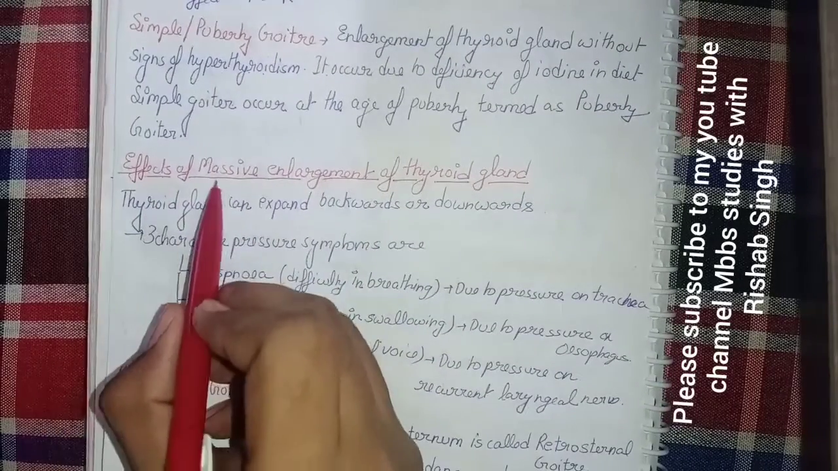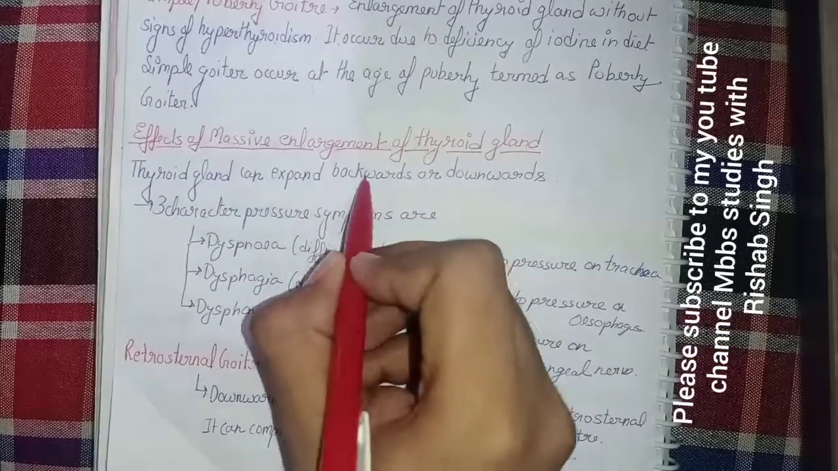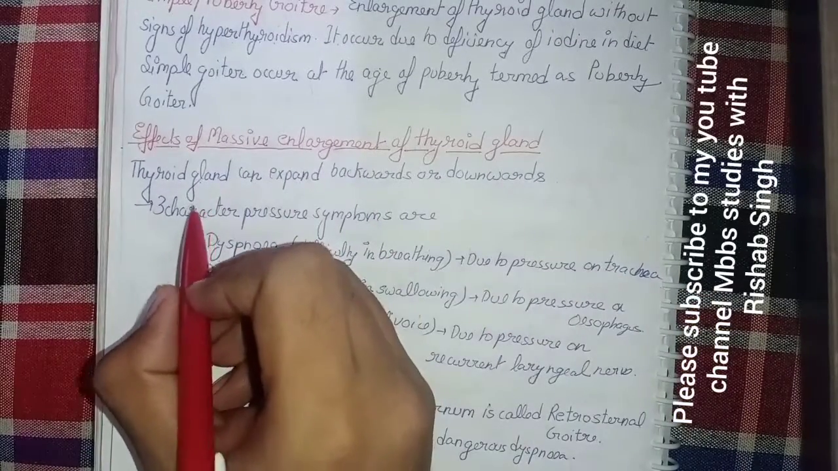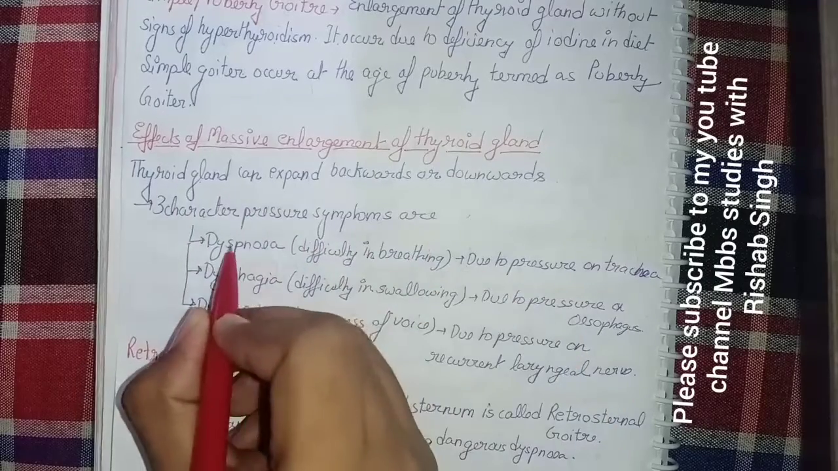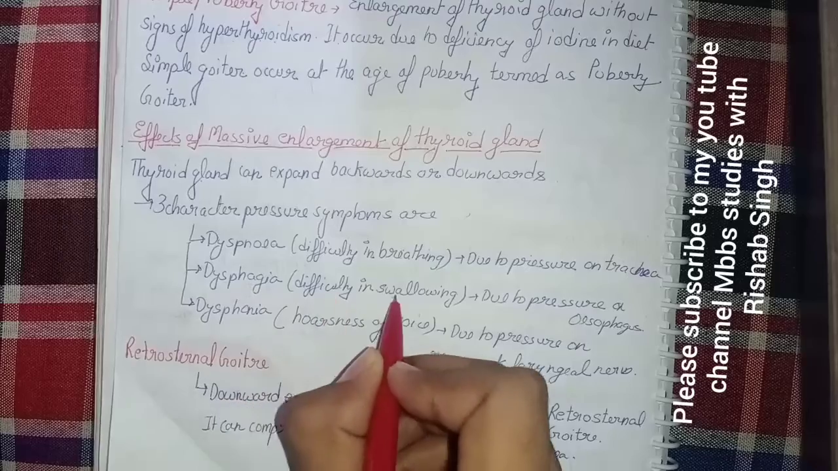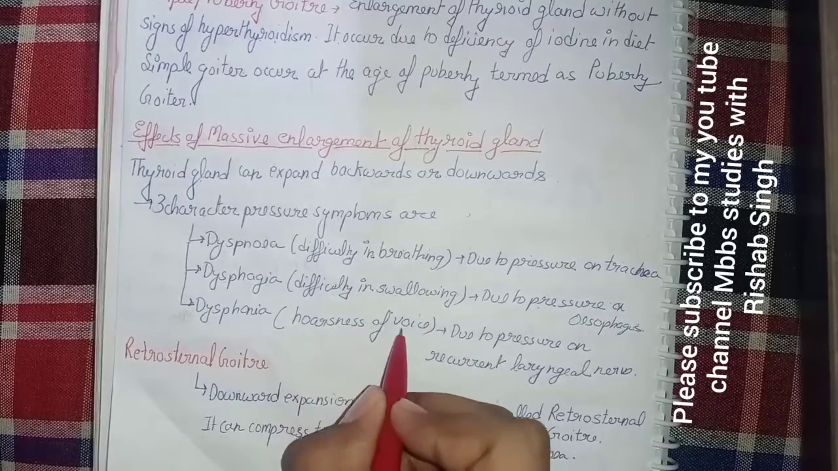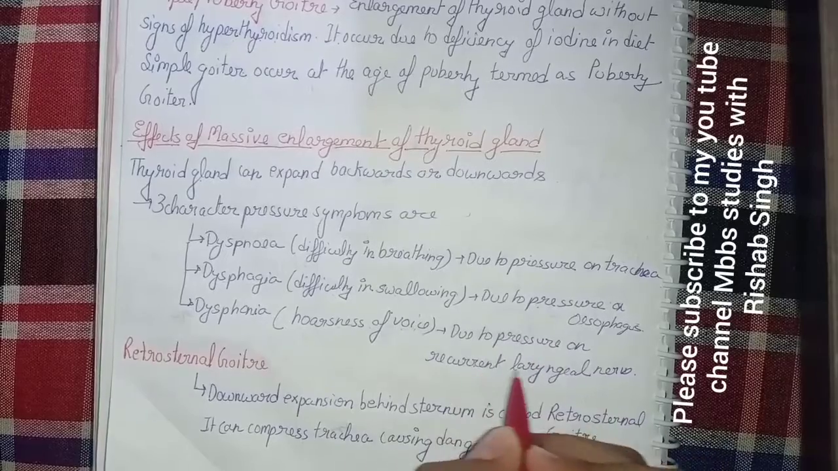Now coming to the effects of massive enlargement of the thyroid gland. So what are the effects? The thyroid gland can expand backwards or downwards, and it has three characteristic pressure symptoms: dyspnea, difficulty in breathing due to pressure on the trachea; dysphagia, difficulty in swallowing due to pressure on the esophagus; and dysphonia, which is the hoarseness of the voice due to pressure on the recurrent laryngeal nerve.